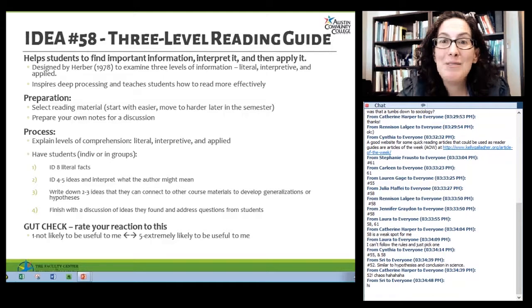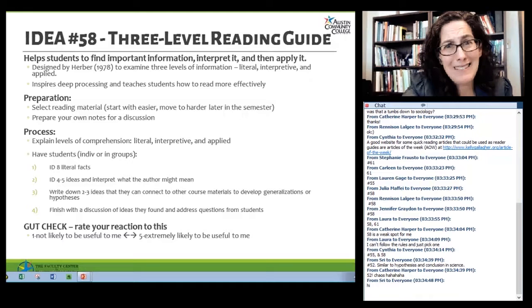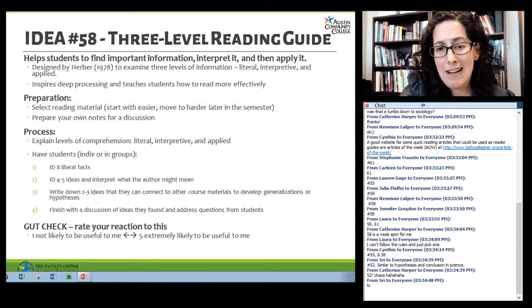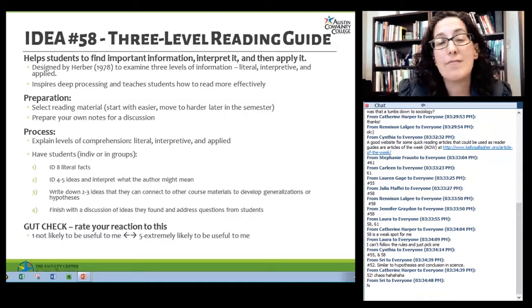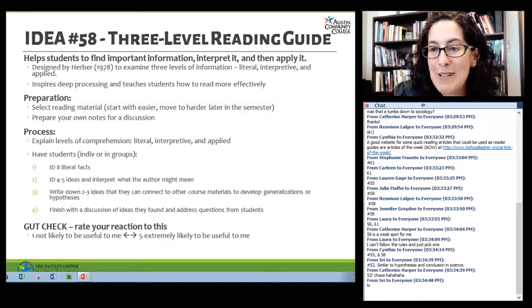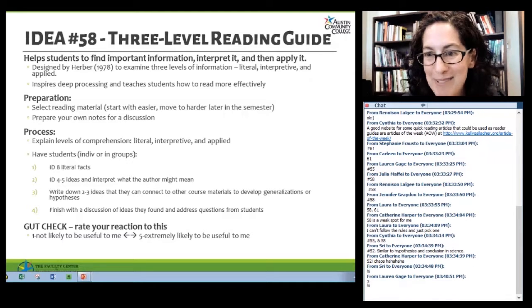So what I like to do in these computer side chats is give you a second to gut check yourself on this. Rate it right now, and this one I do like for you to chat in. 1 means you don't like this idea. The 3-level reading guide is not all that awesome for you. And 5 is, oh my gosh, if you can pick a resource, you're going to be doing this next class. So chat in for a moment so I can see where you are on this one.